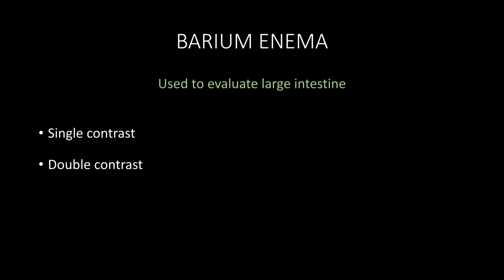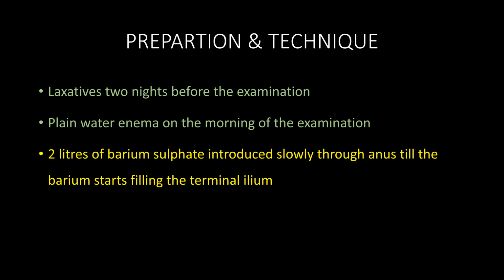Our next technique is barium enema. Generally, it is done to evaluate the large intestine. It can be done as a single contrast method and a double contrast method. The patient is given mild laxatives 2 nights before the examination, and a plain water enema is given on the morning of the examination. Then 2 liters of barium sulfate suspension is introduced slowly through the anus till the barium starts filling the terminal ileum. Then fluoroscopic images are taken.